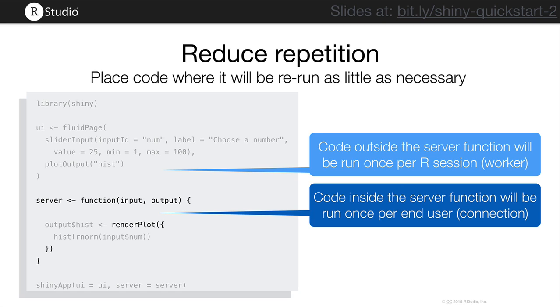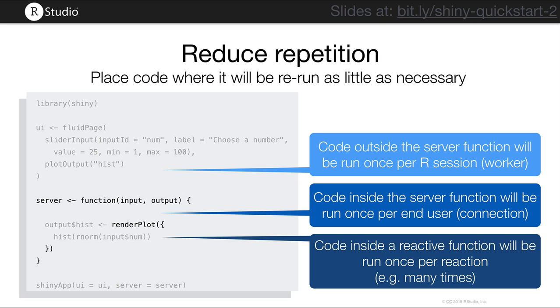So if you don't need to run the code once for each user, put it outside of the server function. If you need to run that piece of code once for each user, put it inside the server function. And then finally, you'll be making outputs using render functions. The code inside of a render function gets run most often of all. Every time someone switches an input, that code will be rerun. It might be rerun 100 times a minute or so. So you should put the bare minimum code inside a render function that is necessary for updating that rendered output. So that's the first tip I have.